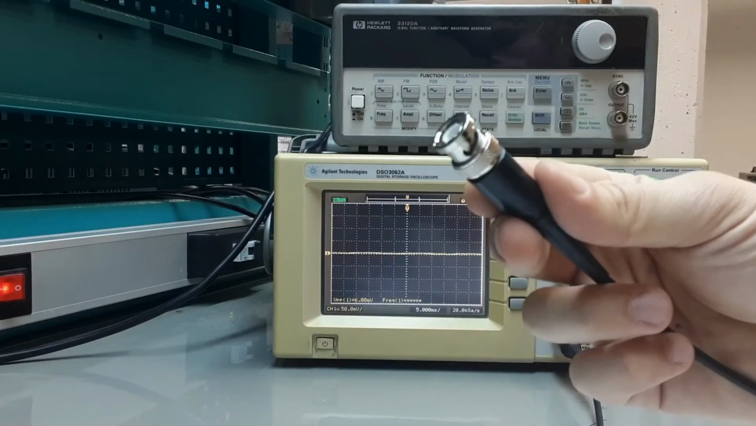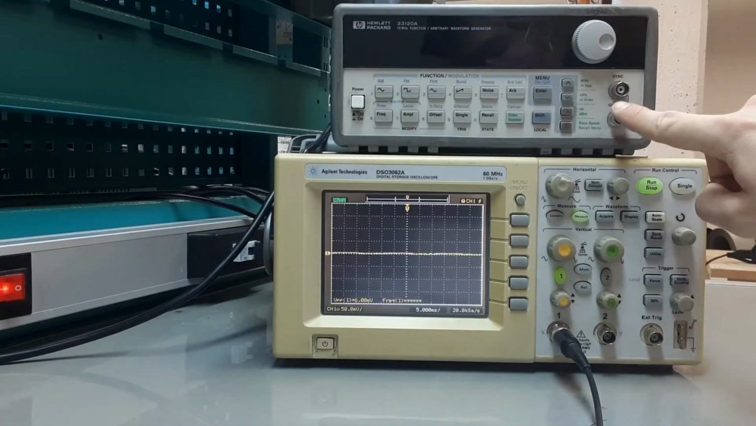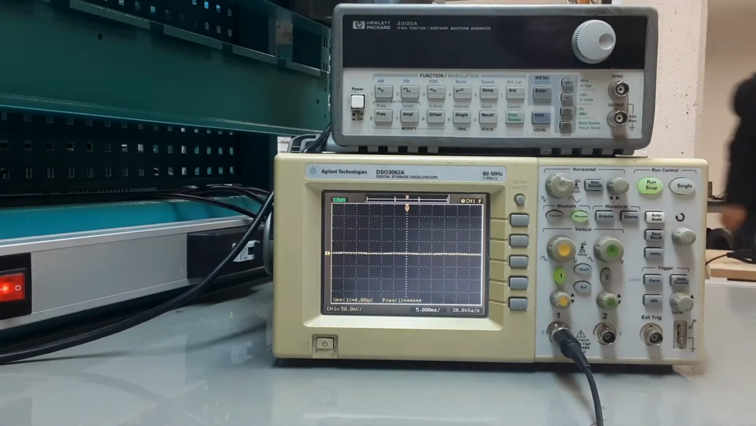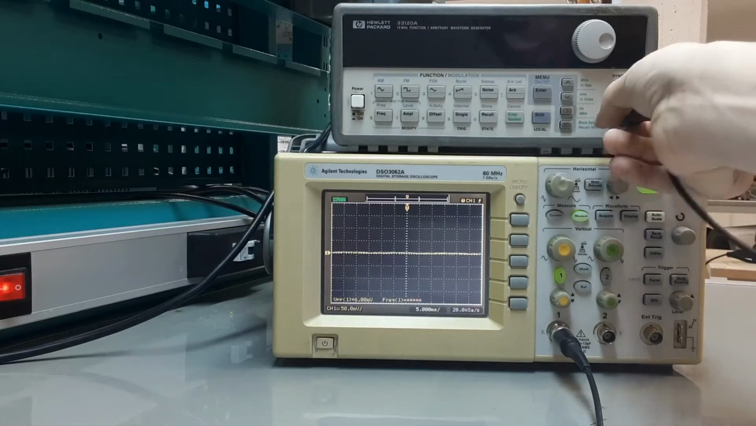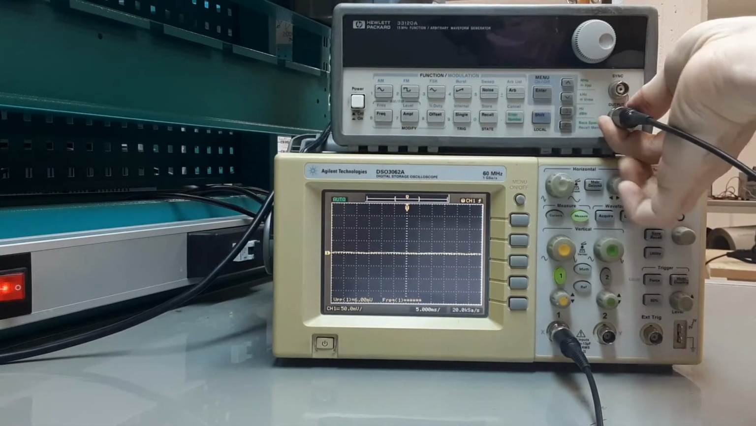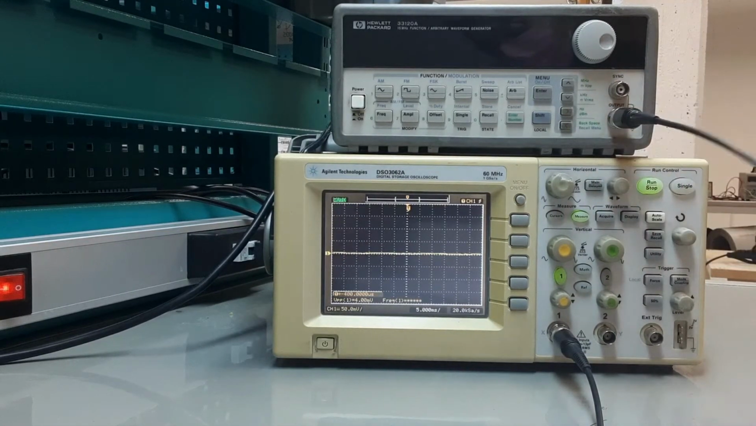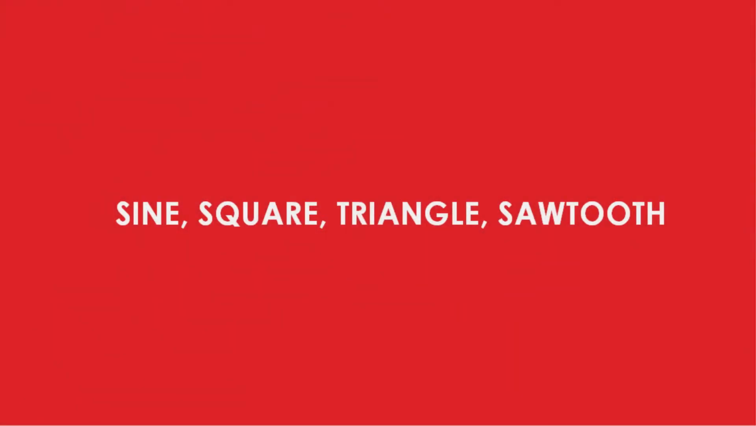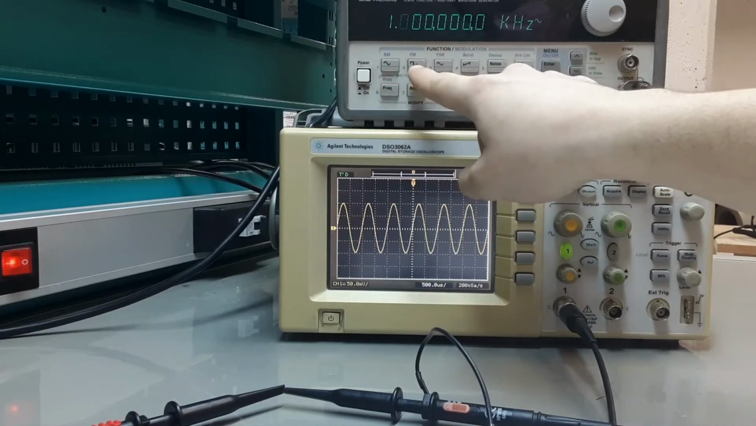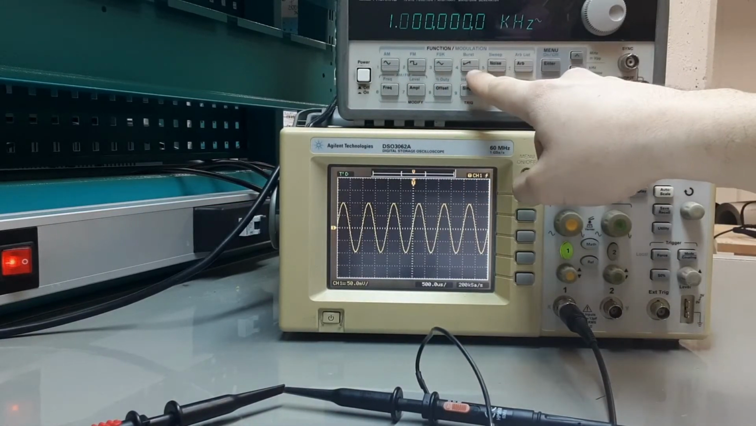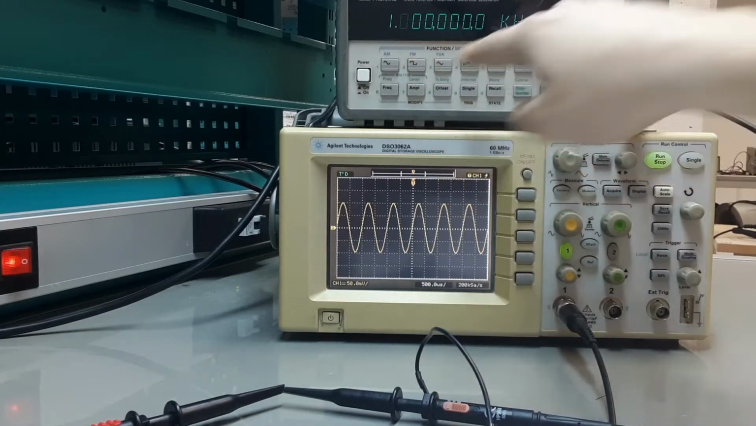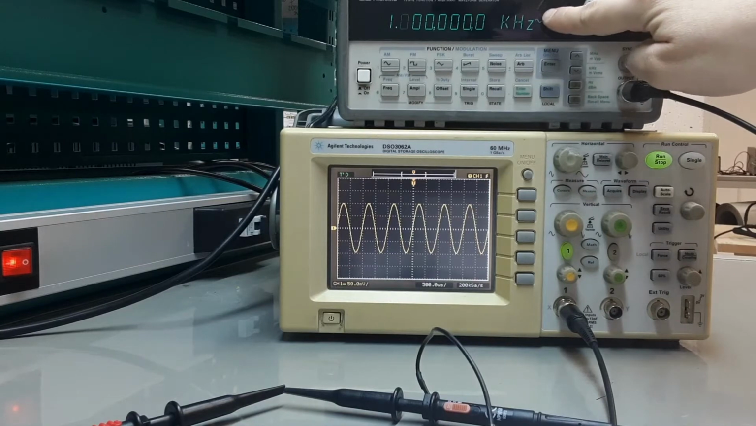First, we have to connect the probe to the terminal, labeled as output. Sine, square, triangle and sawtooth waves are 4 commonly used wave types. You can choose one as an output waveform, and its icon will appear on the right side of the display.